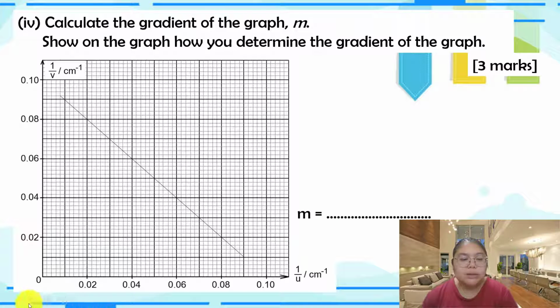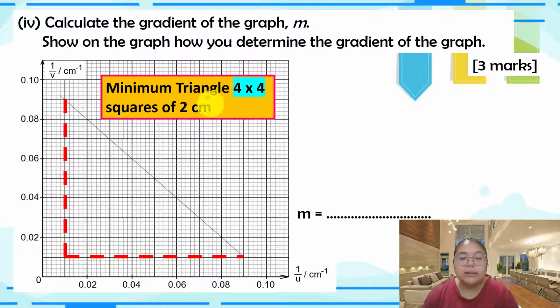Okay, let's see the important thing. We find points as far apart as possible. So from here, I draw the line first. This one is the rule when you draw the triangle. The minimum triangle you need to draw is 4 times 4 squares of 2 cm. One big box is 2 cm times 2 cm, so the minimum size is 4 boxes times 4 boxes.